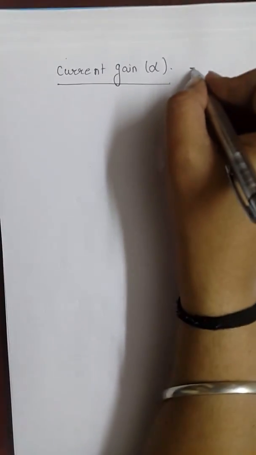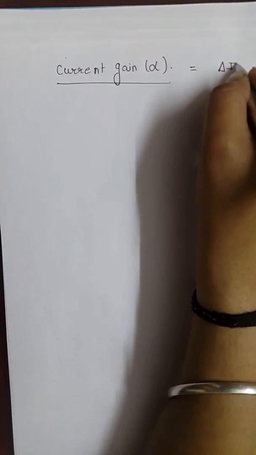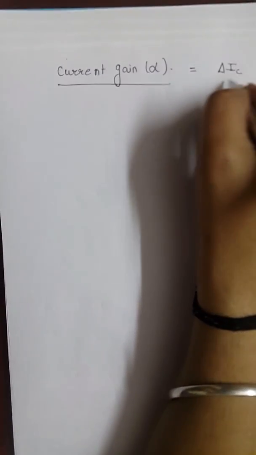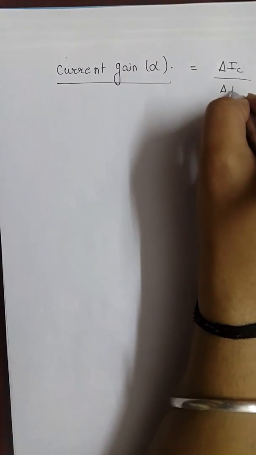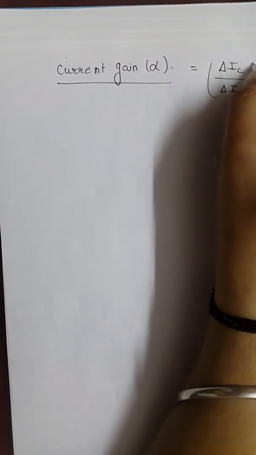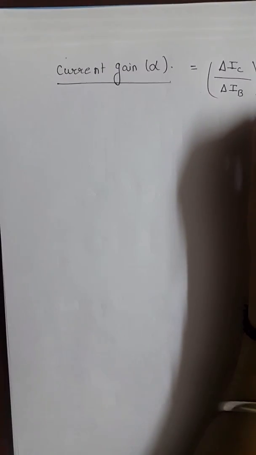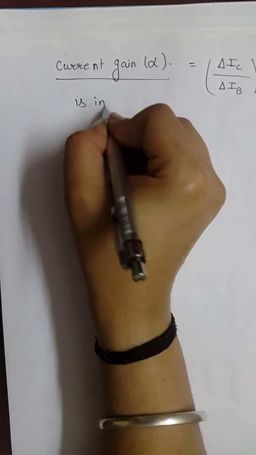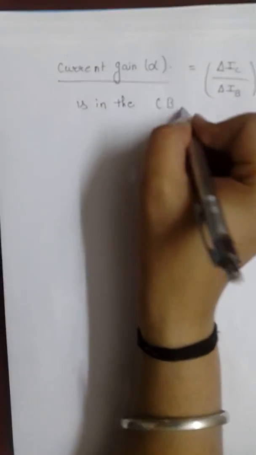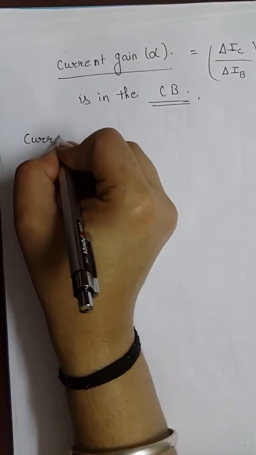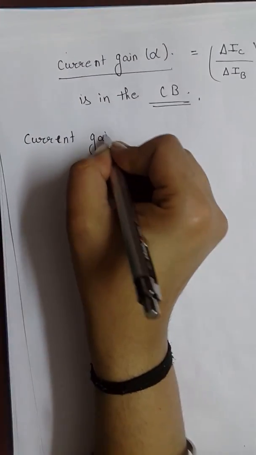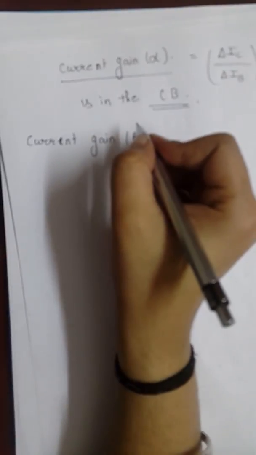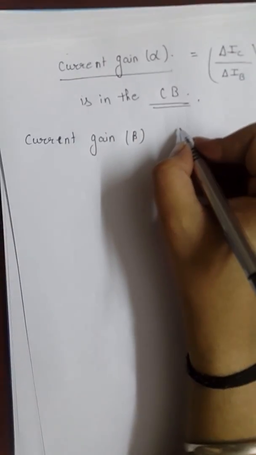Current gain alpha is the change in output current. And what is my output current? That is delta IC, to the change in my input current, that is my IE, when VCB is kept constant. This current gain is in the CB configuration. Okay. Now current gain beta, this current gain beta is in the CE configuration.